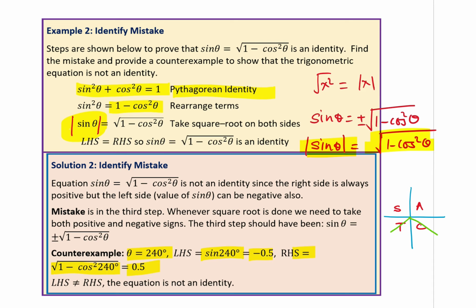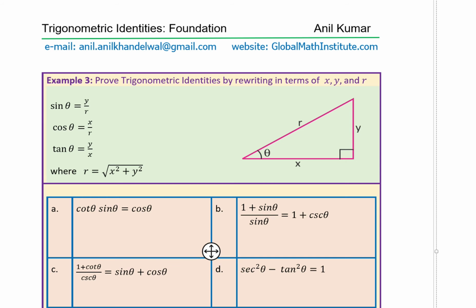Perfect. So we have done the foundation. We've seen how we can prove some simple identities using just a point in a coordinate plane. And using that point, we could also prove many identities. We have also seen the use of counterexamples. Now, let's begin with some more examples.